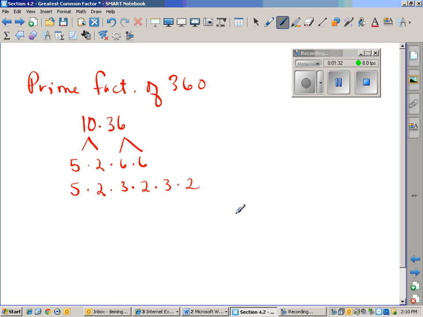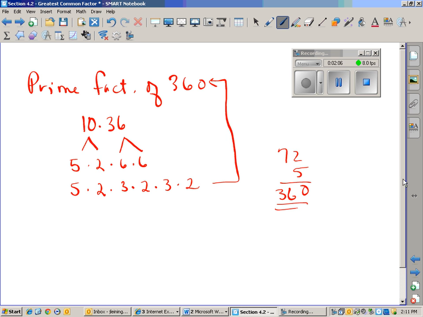I'm good to go for prime numbers, but I'm not finished yet because I need to check and make sure that when I multiply these numbers back, I really do get 360. So I'm going to do that now in my head. I'll start at this end. I'll go 2 times 3 is 6, times 2 is 12, times 3 is 36. Doubled is 72, and 72 times 5 is 360. I'm good to go.